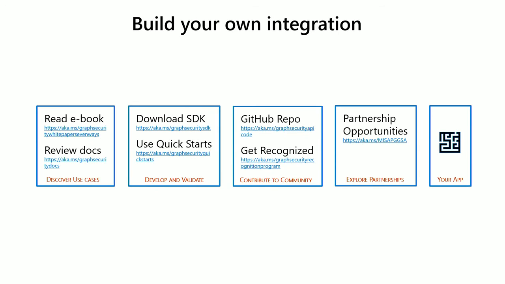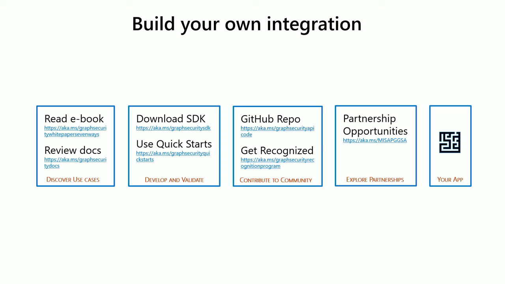Besides these, if you're not happy with any of the integrations, you can build your own integration. There are steps for that, and basically you can start with reading an ebook. It's just a 10-page ebook which gives you all the information about use cases that you can enable using the Microsoft Graph Security API. There are 7 use cases, 7 ways to connect with the Graph and get value out of it. And there is all the getting started material in that.